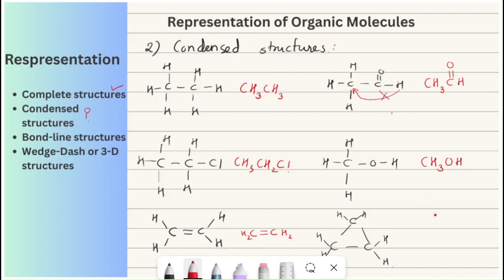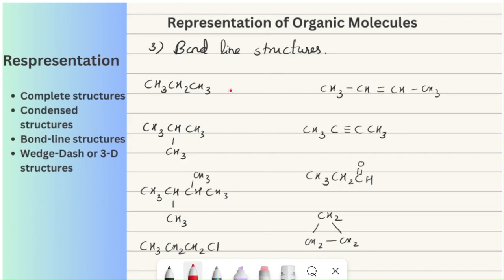What about cyclic molecules? For cyclic molecules, you can't remove the carbon-carbon bond. You can't write like in the previous cases. You have to show the carbon-carbon bond because it is a cyclic structure. However, for hydrogens, you can write it like this. So this is how we convert the complete structures into simple condensed structures.